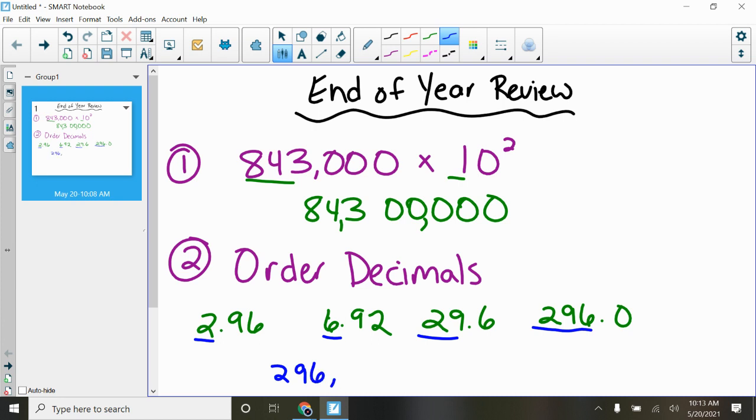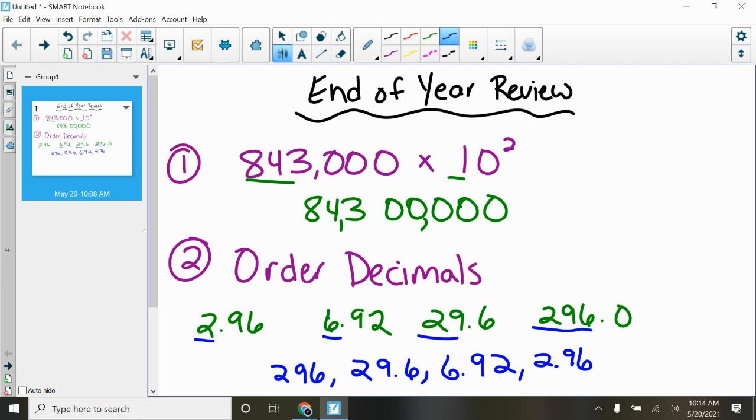What would be the next greatest? 29.6 would be the next greatest. Next one? And then 6.92. So then the smallest number is 2.96. It was already in order, in reverse. Greatest to least. Yeah. Okay, that's ordering things. All right, how's that one feel?